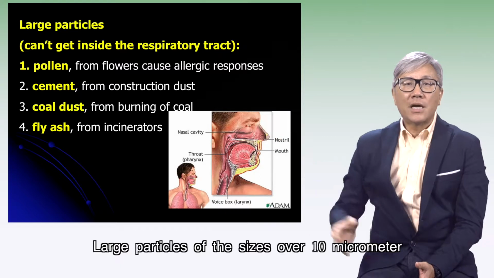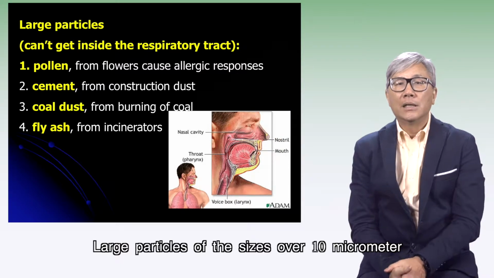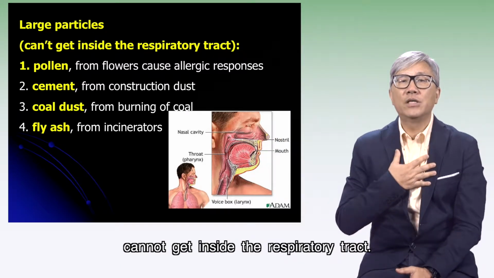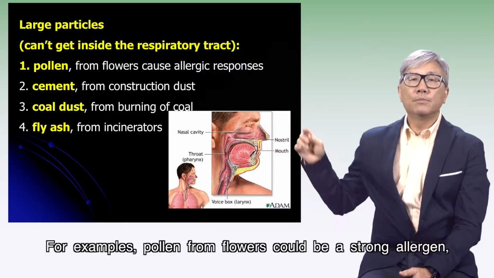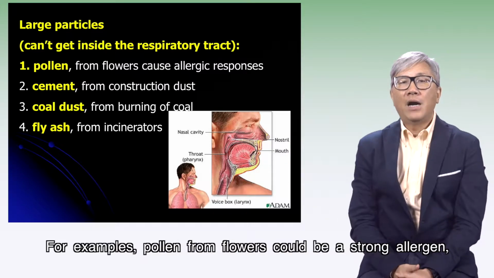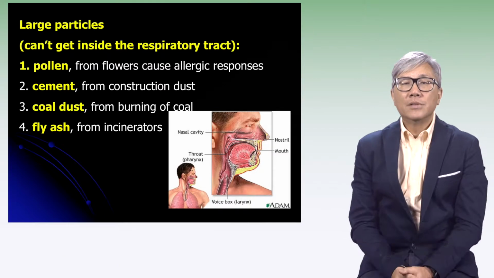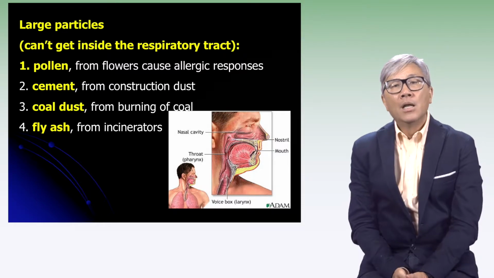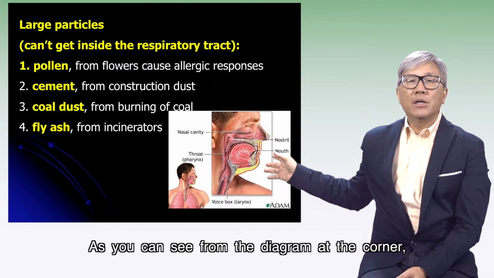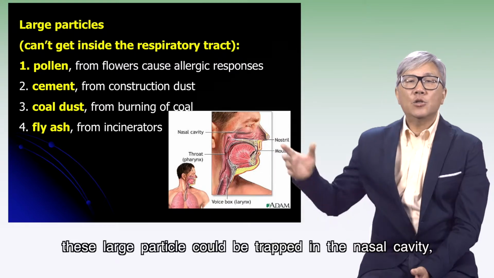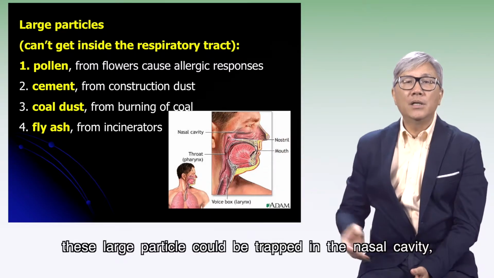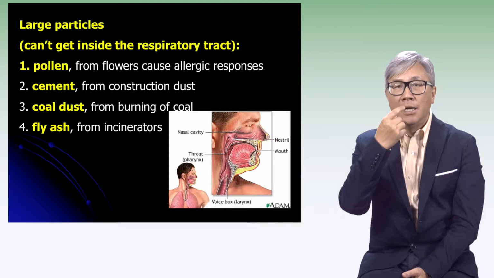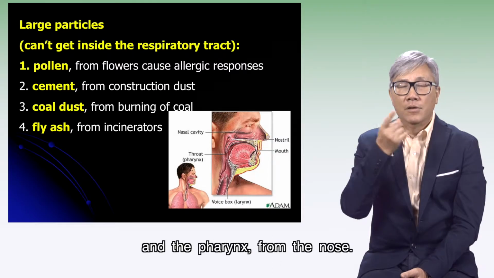Large particles of sizes over 10 micrometers cannot get inside the respiratory tract. For example, pollen from flowers could be a strong allergen. Cement, coal dust, and fly ash are all visible particles in the air. As we can see from the diagram at the corner, these large particles could be trapped in the nasal cavity and the thorax from the nose.